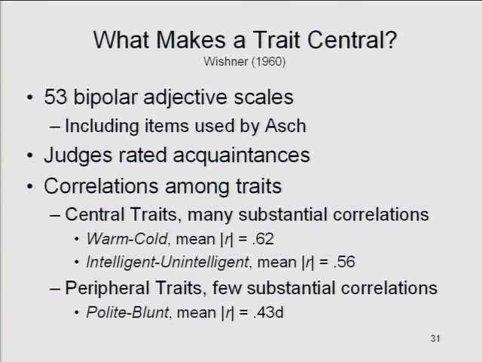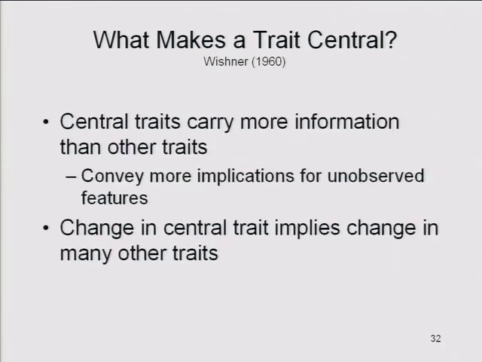So central traits have higher correlations with other traits, peripheral traits have lower correlations with other traits, leading Wishner to conclude that what makes a trait central is that it carries more information. If a trait like warm or cold is positively correlated with lots of other traits, then if I tell you that somebody is warm or cold, you already know a whole bunch of other things about that person without me having to say it, because you can rely on the correlation between this trait and other kinds of traits to provide more information. But if I tell you that somebody's polite or blunt, the correlations between polite and blunt and other traits tend to be relatively low, so these peripheral traits provide relatively less information.